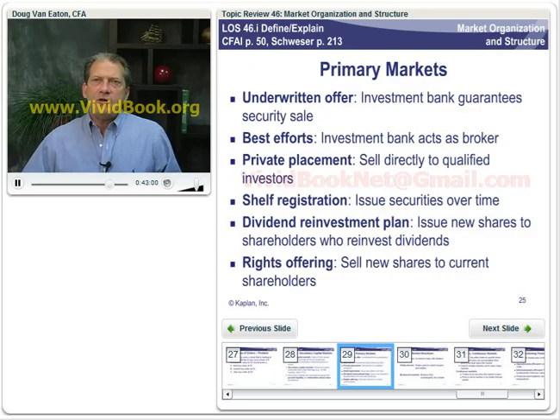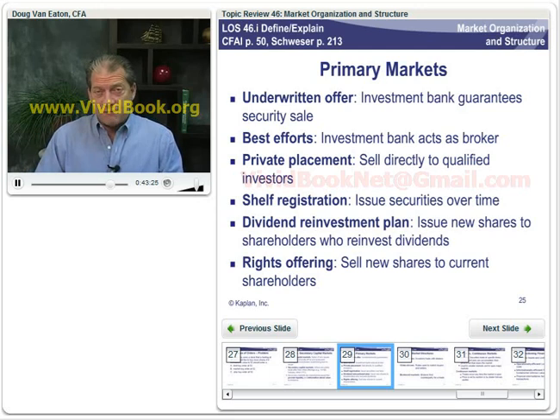Now, in this primary market, we can have different types of offerings. The first one we want to describe here is an underwritten offer. And when we say underwritten, the investment bank guarantees the security sale. They, in fact, buy the whole issue. Now, they don't have to pay for it up front, but they buy it in the sense that they're going to sell it to the public at this predetermined offer price.